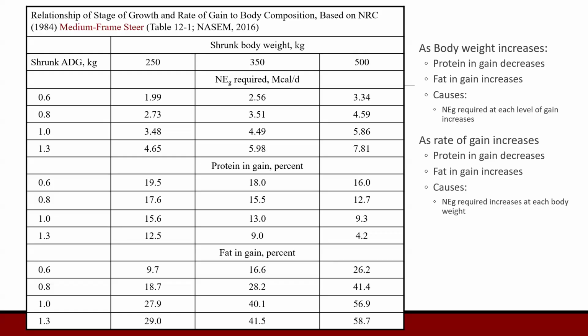Okay. So what do I say here? So as body weight increases, protein in gain decreases, fat in gain increases. So that causes NEG required at each level of gain to increase. Okay? As rate of gain increases, protein in gain decreases, fat in gain increases, and that causes NEG required to increase at each given body weight. Okay?